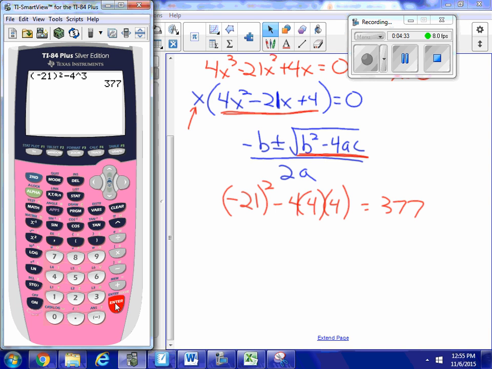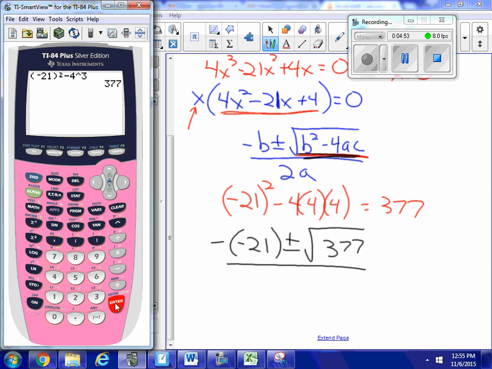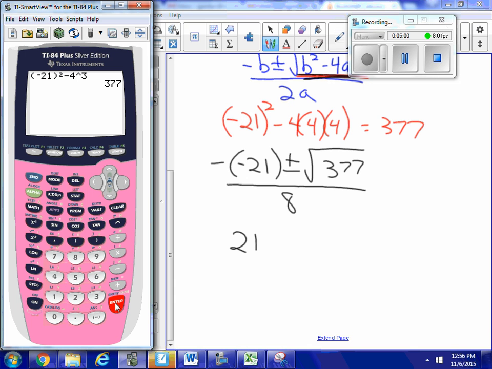So now to put it into the quadratic formula, I would have negative negative 21. Notice how the parentheses right here are keeping me from losing the negative sign right there. Plus or minus the square root, well, I already figured out the discriminant, so the square root of 377, all divided by 2 times 4, which is 8. So I'm going to just simplify that a tiny bit, and I have 21 plus or minus the square root of 377 divided by 8.